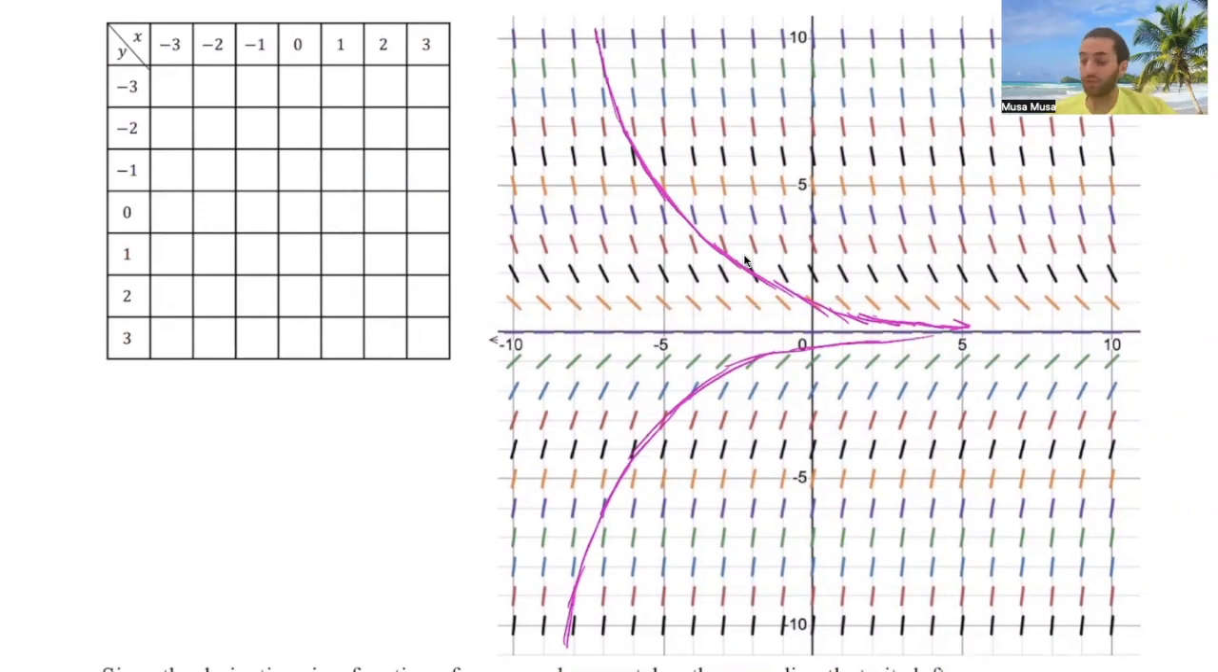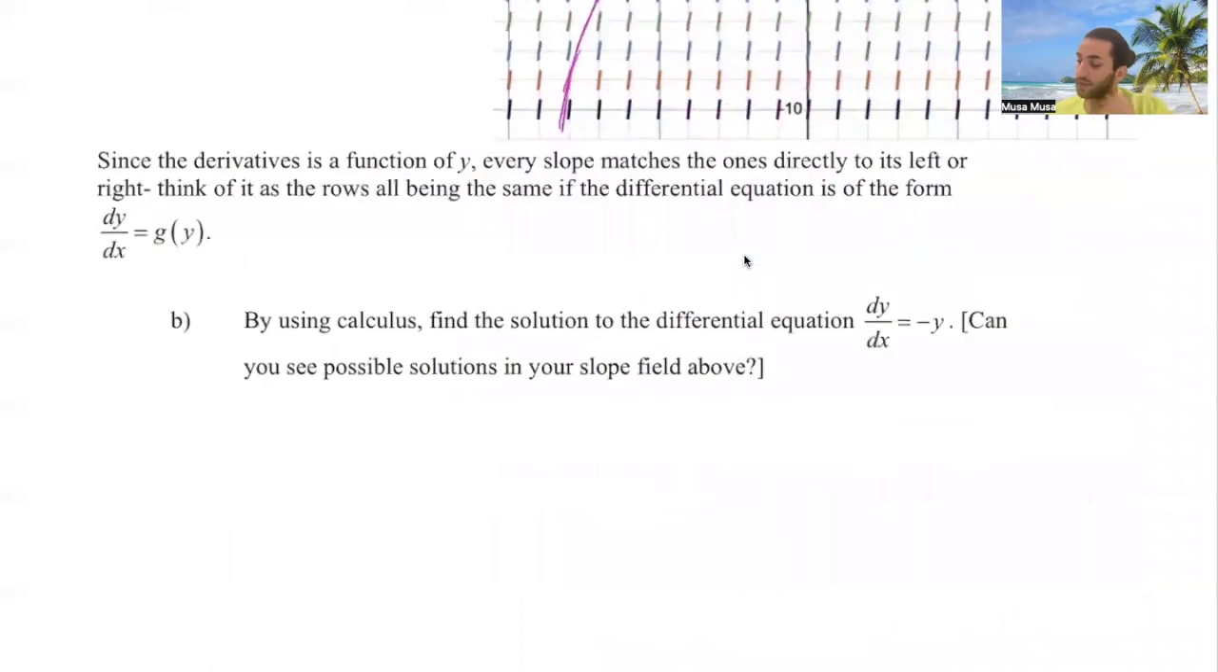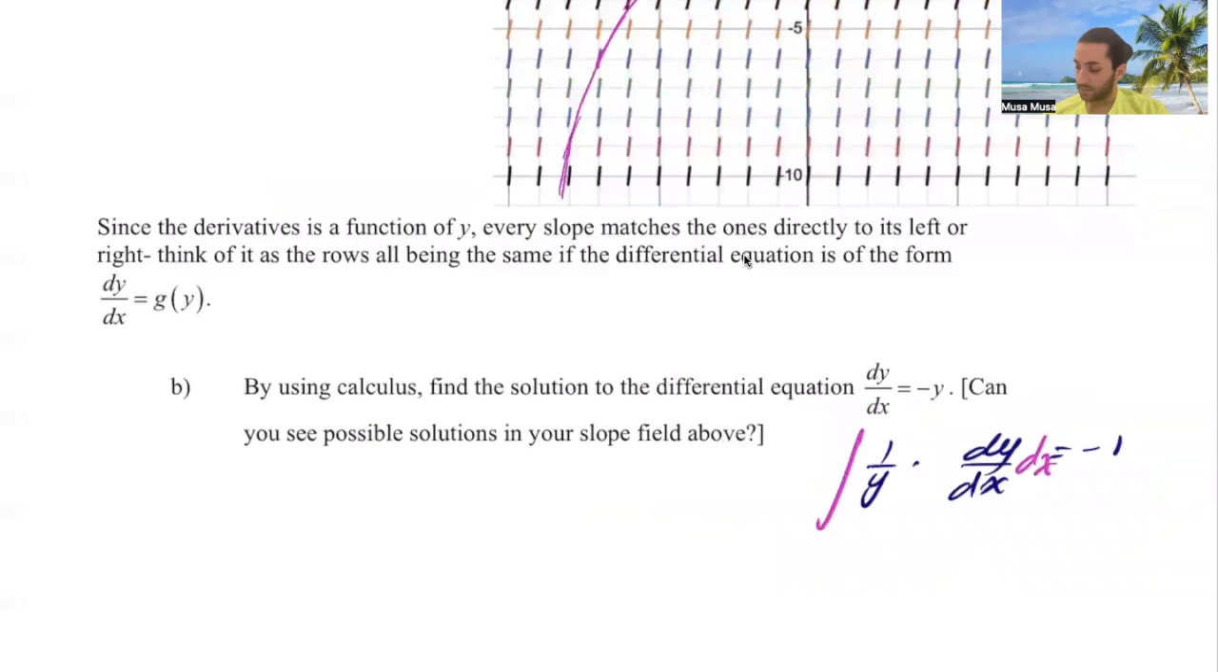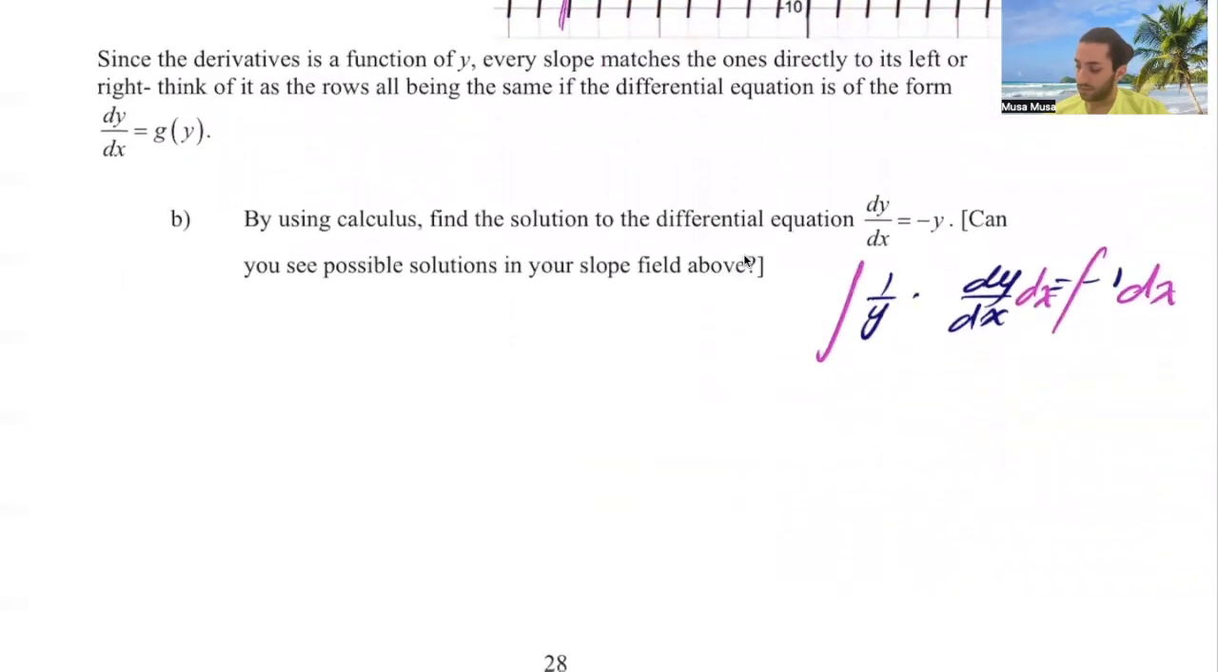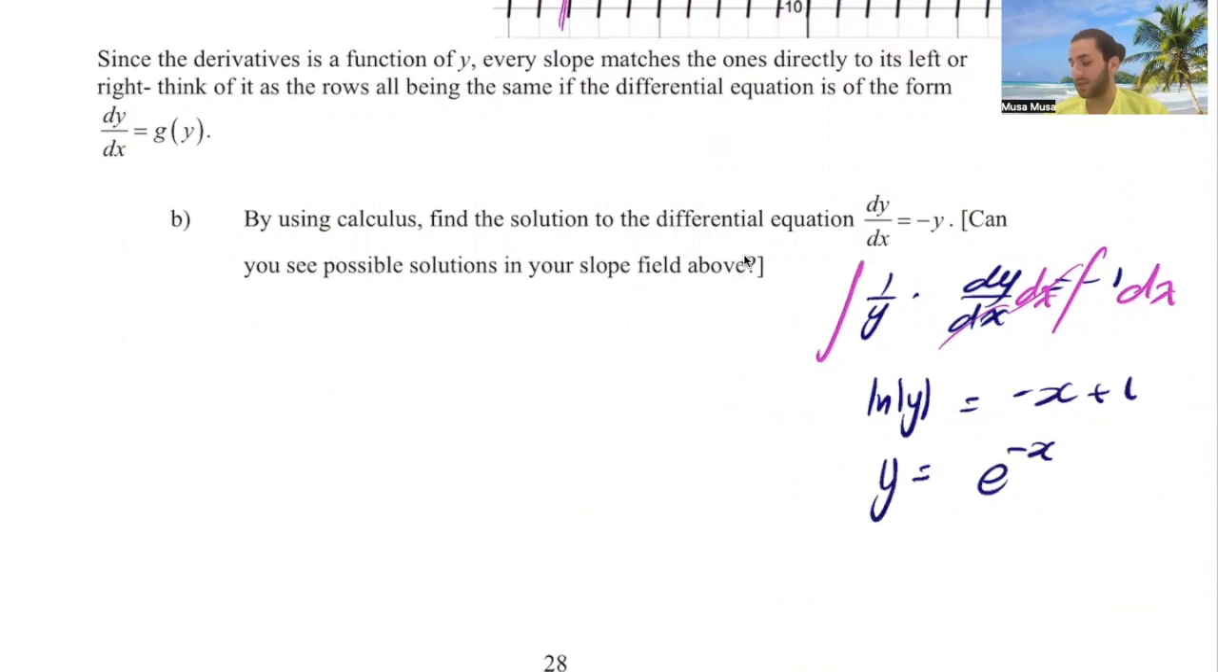Is my little drawing here representative of dy/dx equaling minus y? So this is a function in terms of y. So we're going to take that as 1 on y times dy/dx equals minus 1. Integrating both sides, the integral of this is ln of y equals minus x plus c. And then y equals e to the minus x times e to the c, and e to the c is just a. So we have an exponential a e to the minus x.